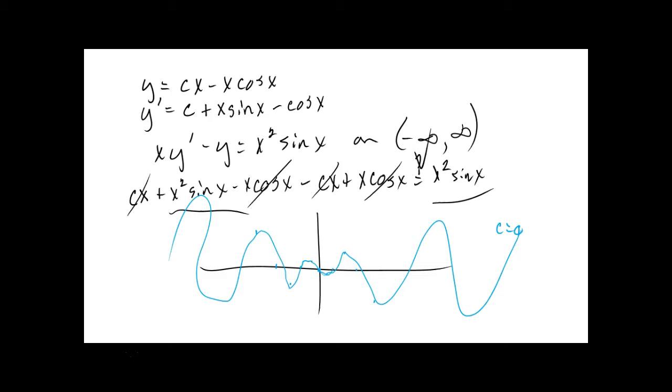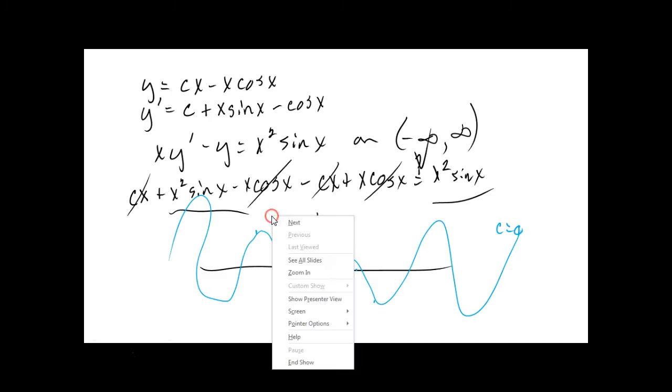Now let's do c greater than 0. Why not 1? Okay, so let's pick a nice color for that.